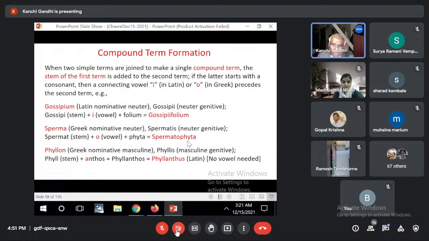When I was a student, my teacher did not teach this. But presently, almost all teachers know how to derive Spermatophyta. If you are a student, this is how. Sperma is seed. You find the genitive form, which is spermatis, and you find the stem, which is spermat. You add it to phyton, and since P is not a vowel, you add O: Spermatophyta. Phyllon is leaf in Greek.